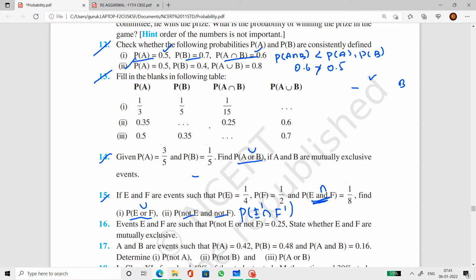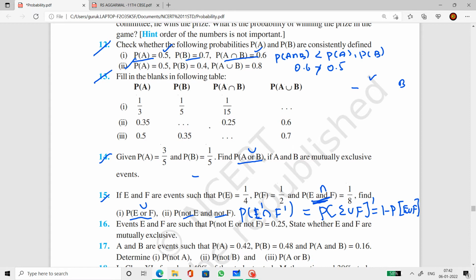Now, when you have individual complements, this will become P of E union F the whole complement. But how? De Morgan's complementation law. As per De Morgan's law, A union B the whole complement is A complement intersection B complement, and vice versa, isn't it? So using that, we will write not E and not F as E complement intersection F complement, which is E union F the whole complement, which is 1 minus P of E union F.